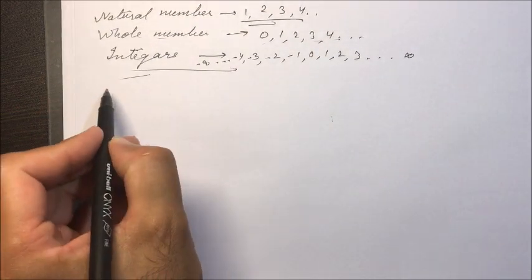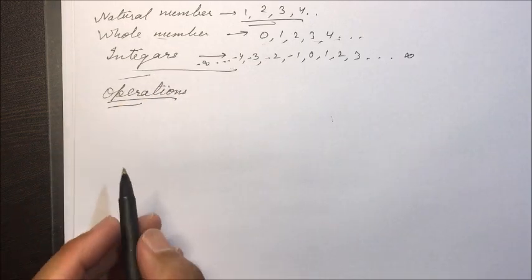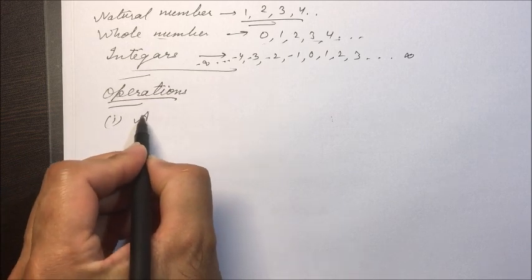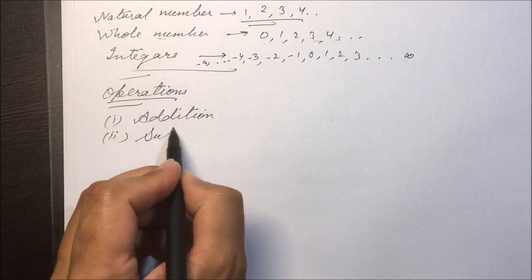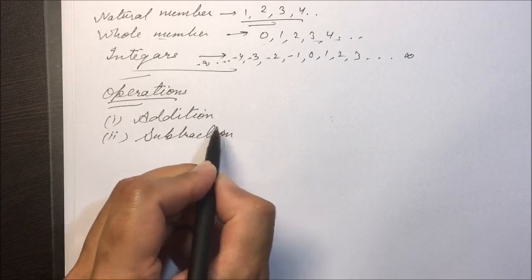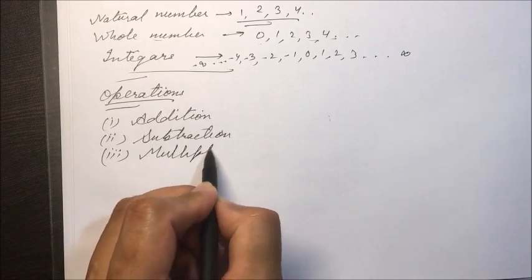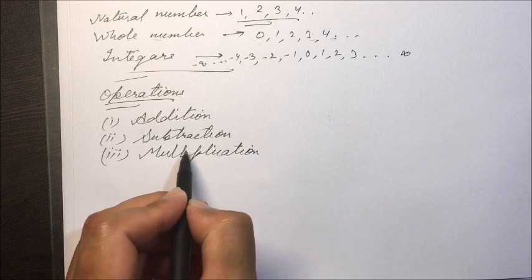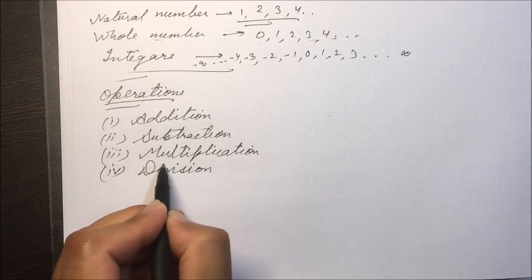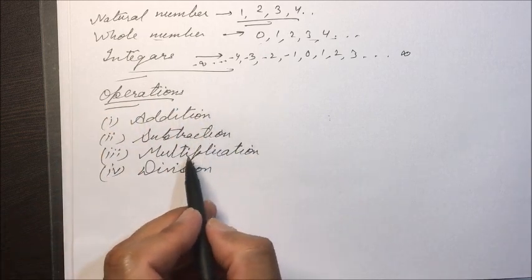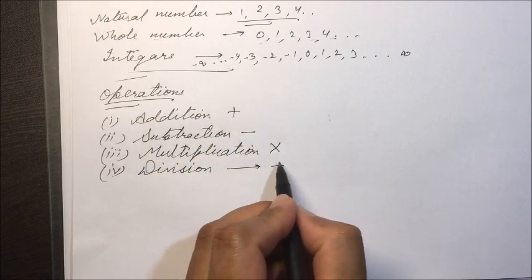Now we will be discussing operations. Basically, four kinds of operations are applied on numbers. First one, addition. Second one, subtraction. Third one, multiplication. Fourth one, division. So these are the four operations we apply on numbers: addition, subtraction, multiplication and division.